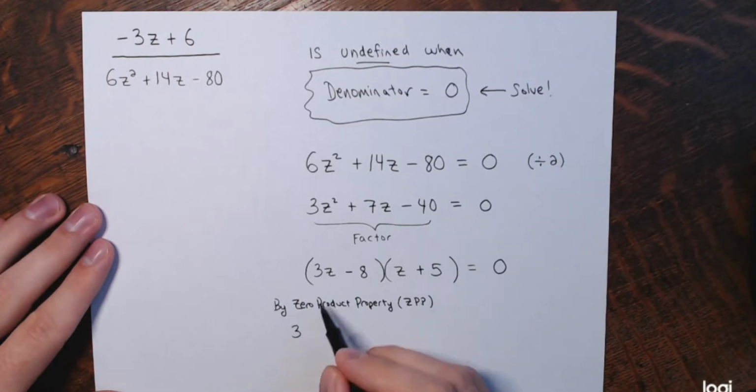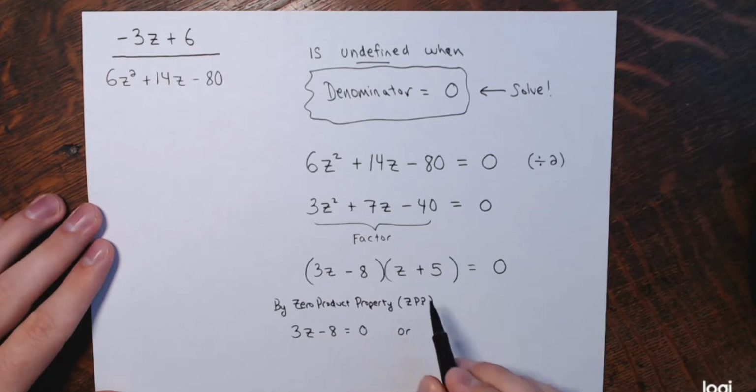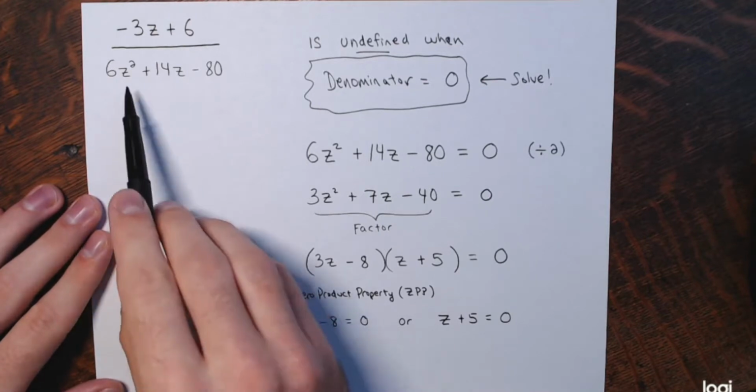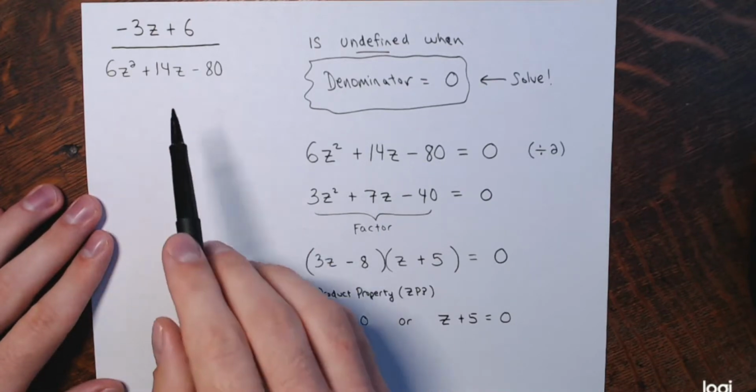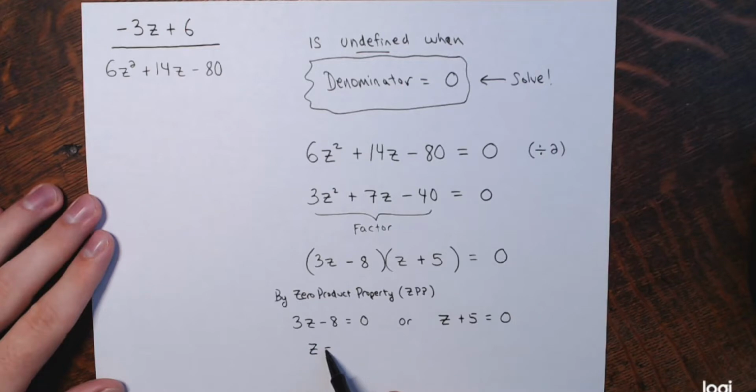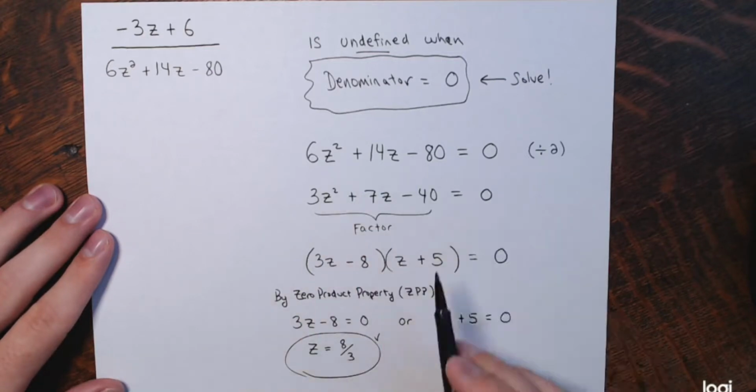So either the factor 3z minus 8 equals 0, or this other factor, z plus 5, equals 0. Solving each of these gives me the solutions of the equation, and those will be the values that make the denominator of this fraction 0. Those will be the values that make this expression undefined. So this first one would be z equals 8/3. And check it, make sure it makes that expression 0, and it should.